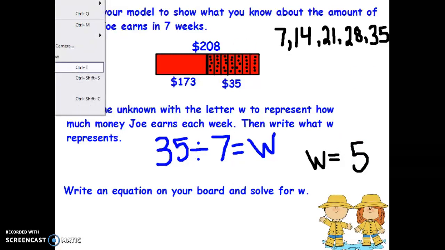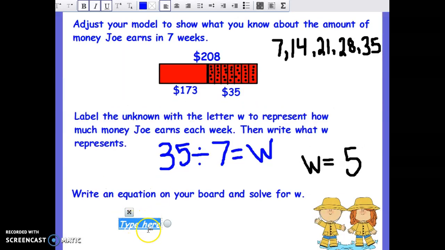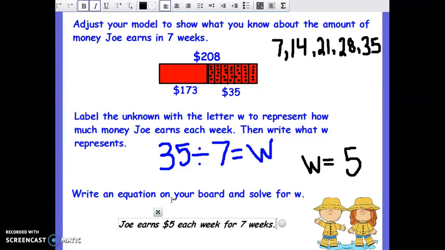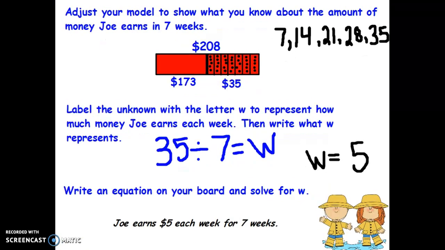One thing we can do is write our answer out. Joe earns $5 each week for 7 weeks. Read, draw, write. Read the problem, draw our diagrams, write out our answer. Now you try.